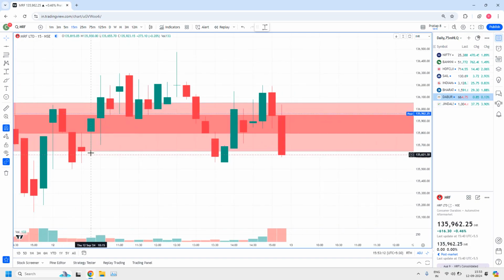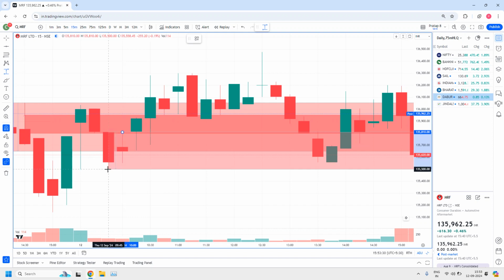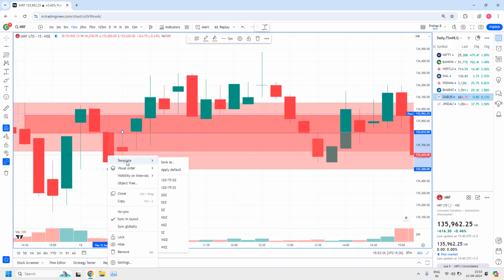The reason is the hidden body. See here the gap, it opened with a gap. You need to add the hidden body here until this. Then this will become a rally candle, drop, base, rally. Now your new 15-minute zone could be like this, because this is a drop candle. Till the lower wick of this legging candle you have to draw. And this is the 15 minutes demand zone.